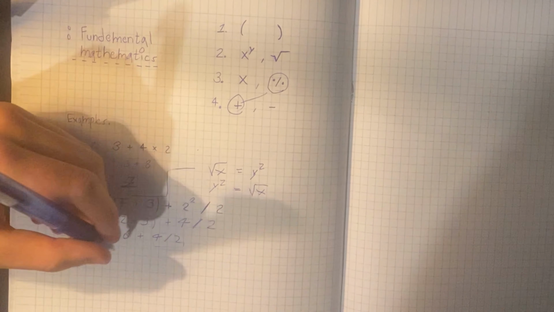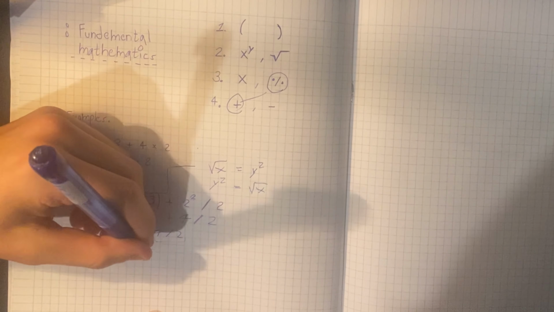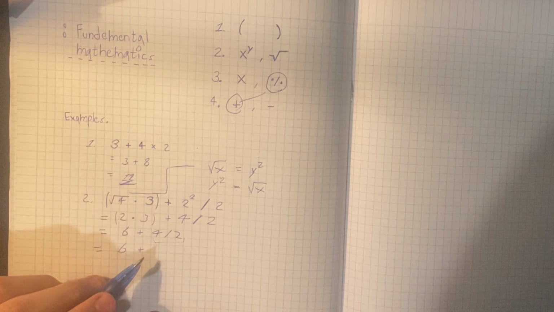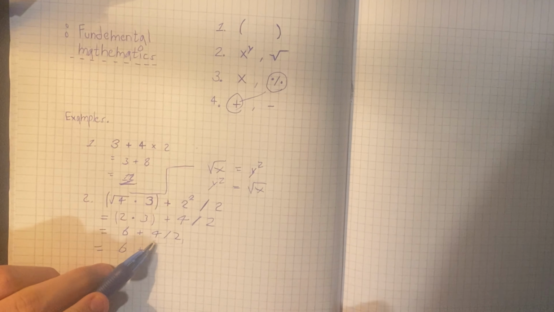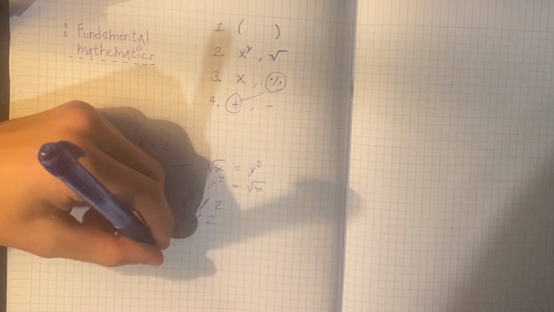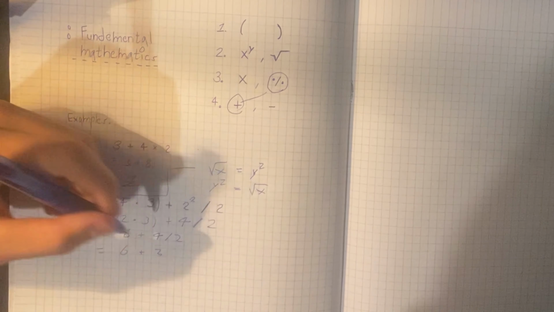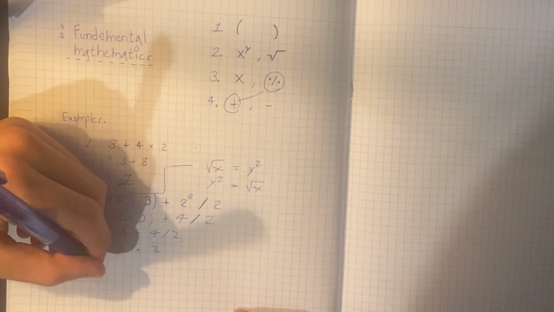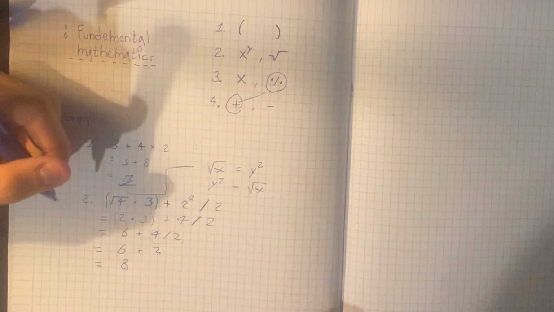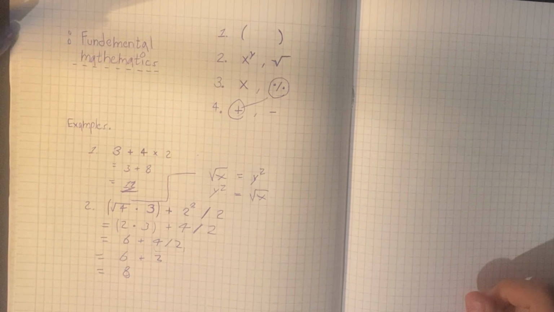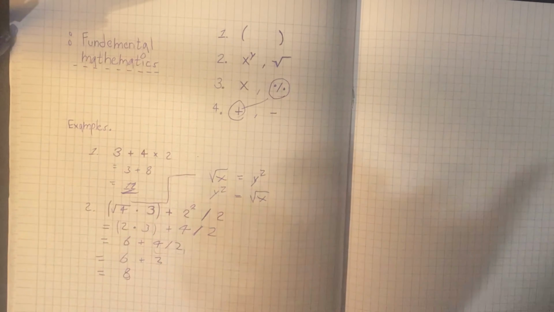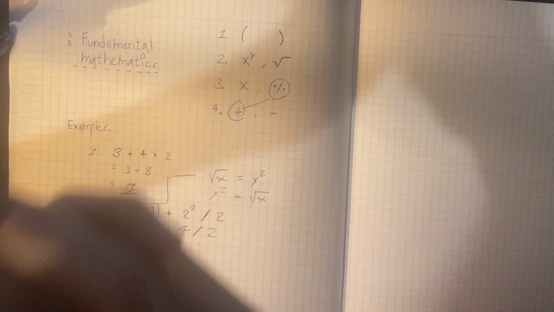So let's calculate this. 6 plus what's 4 divided by 2? That's 2, because 2 times 2 is equal to 4. And this will equal out to 8. Easy! You've got to know this inside of the fundamental mathematics.